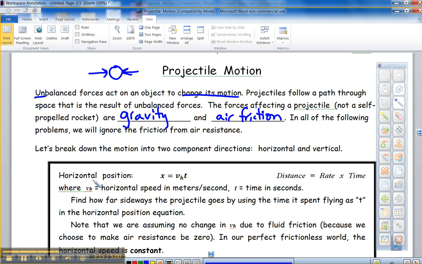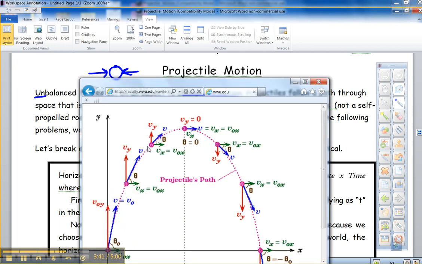So for horizontal position, you can calculate that using this equation, which really represents the distance that it goes horizontally, that's x, equals the rate, the horizontal speed, times the time. And that tells you how far sideways a projectile goes. And remember that since that horizontal speed here, that green component, is constant, you can do this. With a constant speed times the time, that'll give you the distance that it travels in the air.